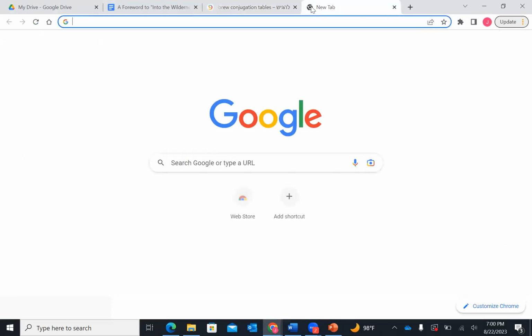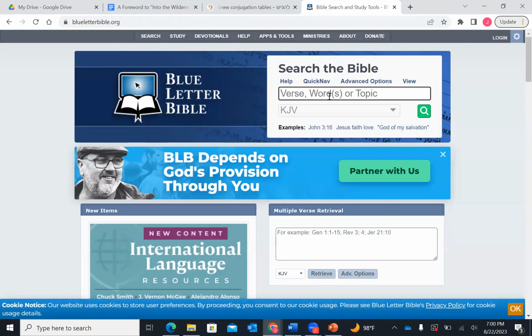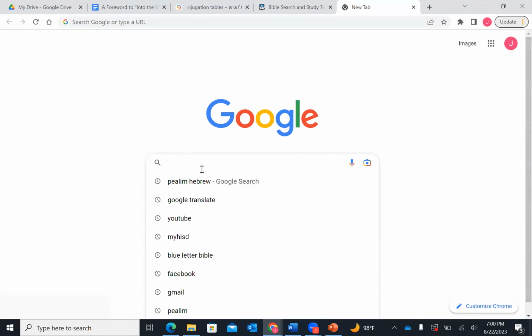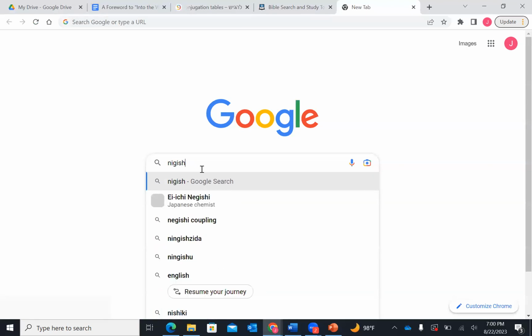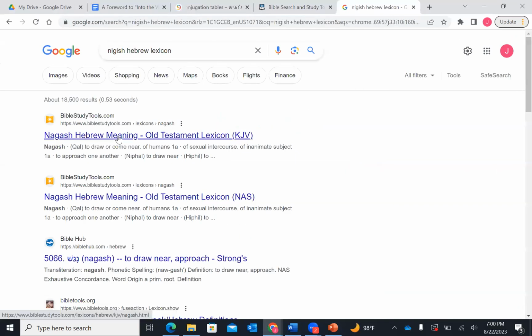Now, let's see if I can verify that real quick. We're going to put it in Blue Letter Bible. I don't know if nigish is going to be in the Bible. I don't know if there's a way I can search for the word in the Bible, or in the Hebrew lexicon. Well, do it the other way, and put "to serve" in the Bible. "Serve" might be Obed, right? Like Obadiah means to serve.